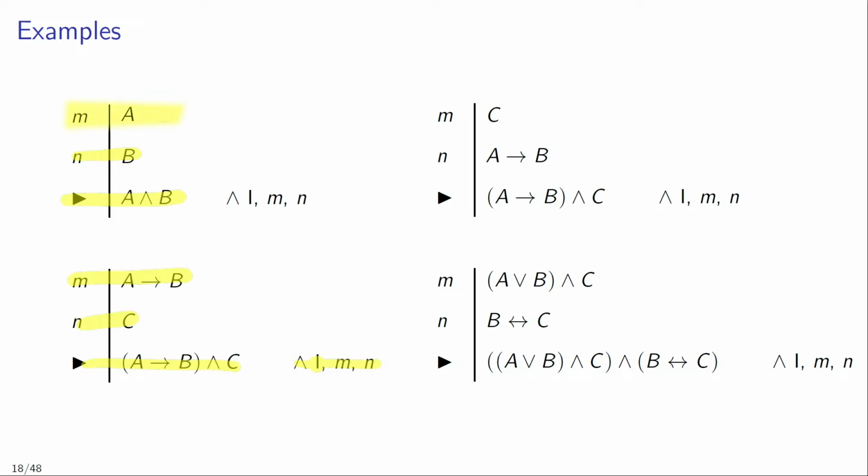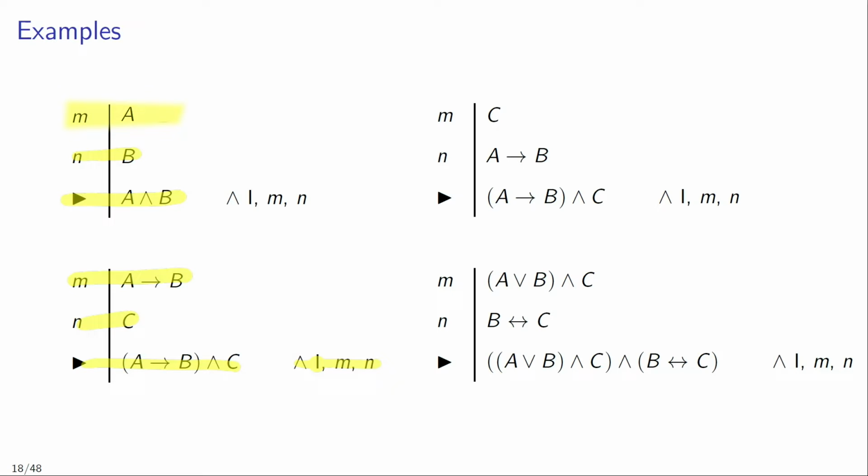Now, the order of the two conjuncts here doesn't really matter. So in the previous example, we saw that if in line M you have the conditional if A then B, and in line N you have the sentence C, then you can infer the conjunction if A then B and C. Now, you can also reverse the order of the sentence C and the conditional if A then B and still apply the rule conjunction introduction.